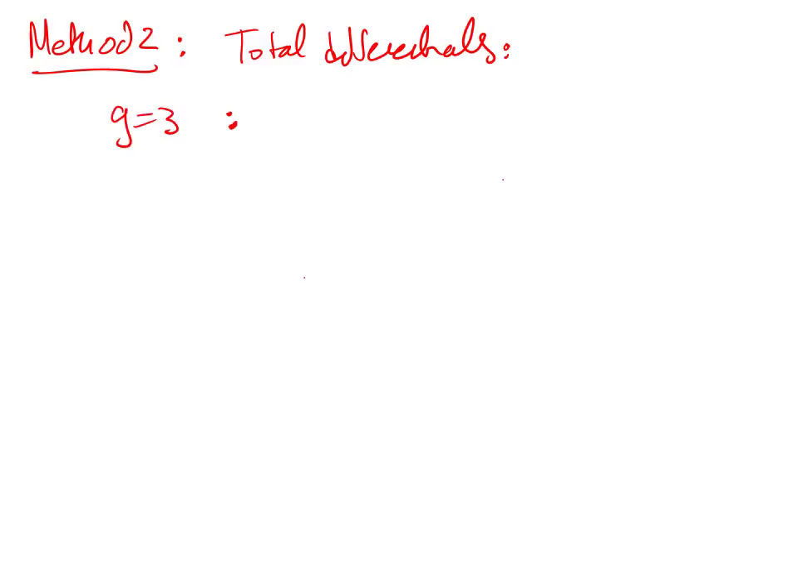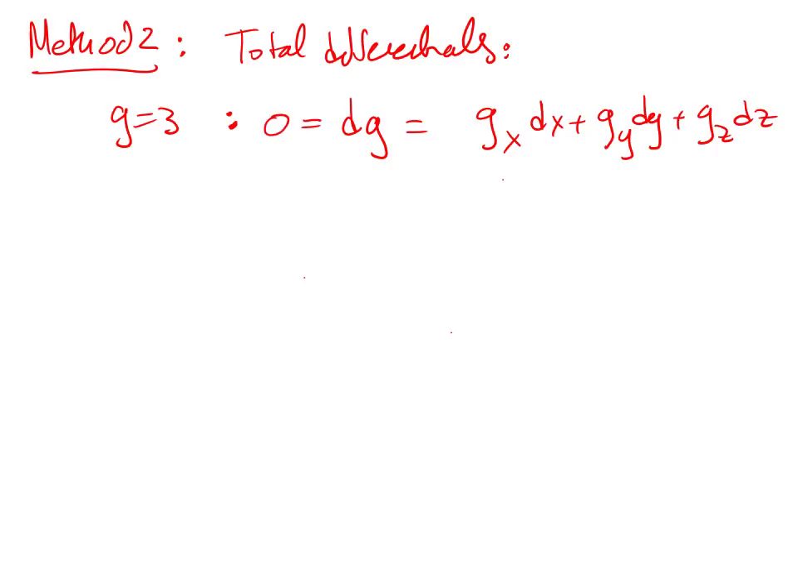And so in particular, I know that the total differential of g has to be 0 because the value of the function doesn't change. And the total differential, again, the coefficients are given by the gradient, so 2 dx minus dy minus dz. And so this is the relationship between dx, dy, and dz.